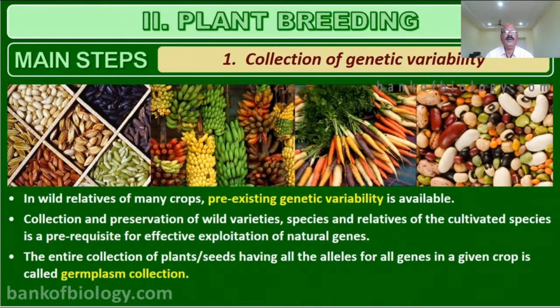The entire collection of plants and seeds having all the alleles for all genes in a given crop is called germplasm collection. Allele means alternative form of the gene. I explained this in the genetics lesson. A gene is a part of DNA, it regulates one character. So, the entire collection of plants, seeds having all the alleles for all genes in a given crop is called germplasm collection.